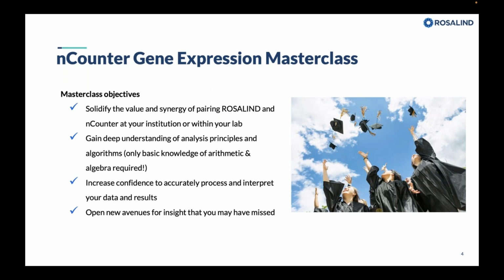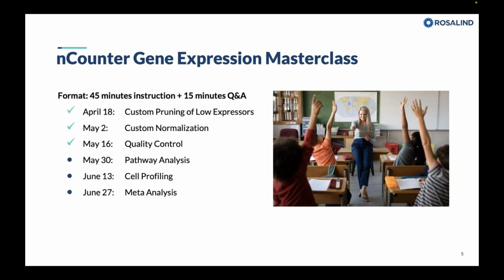So if they seemed confusing in the past, I want to demystify that for you today so you can fully and confidently interpret the results. And then we'll get some new insights. So by pairing your targeted nCounter data with Rosalind, you can actually find novel insights by leveraging Rosalind's intelligence capabilities. So the whole schedule for the masterclass is shown here. Today we're on pathway analysis. If you didn't get to attend previous sessions, we do have recordings available, so take advantage of those. And then we'll be finishing by the end of June with cell profiling and meta-analysis.